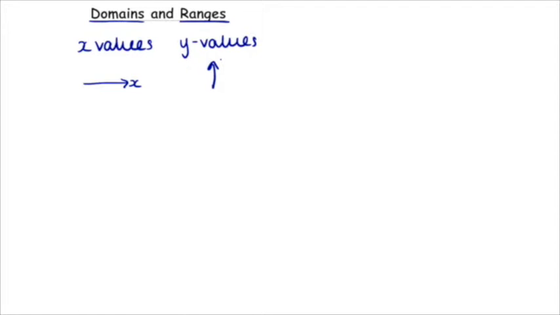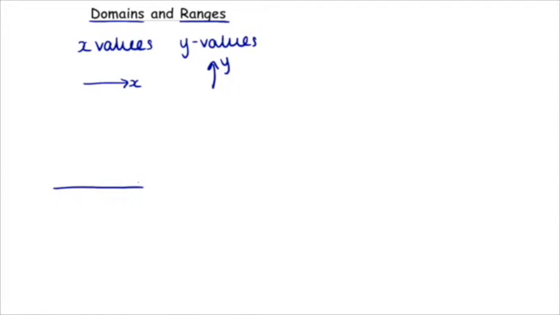Okay, we're going to have a look at domains and ranges. So domain is just a fancy way of saying the x values. So it's all of the x values of a function, and we're looking at that x-axis. And then range is just talking about the y values, and we're looking at the y-axis.